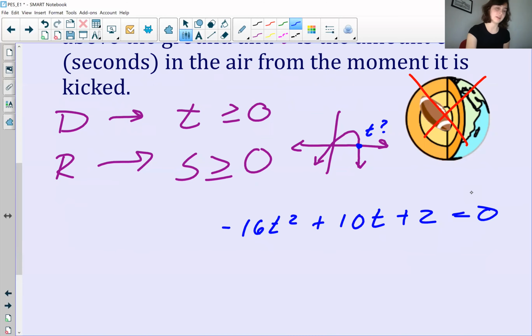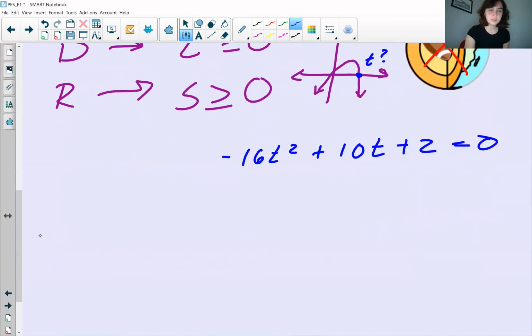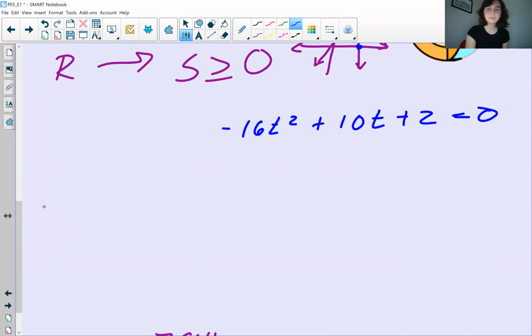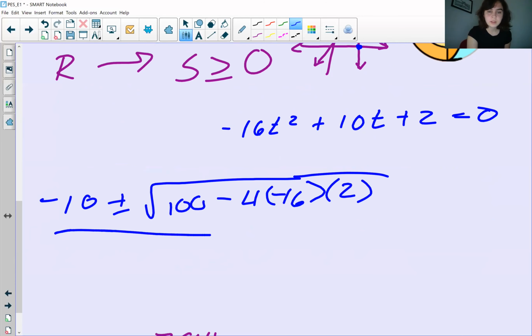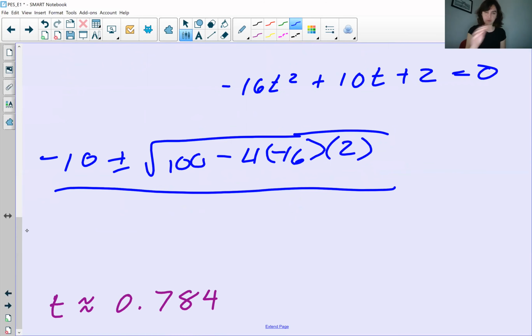We have to use the quadratic formula, and I'm going to go ahead and do that. So first we're going to do negative b plus or minus square root of b squared, 10 squared, 100, minus 4 times a is negative 16, times c is 2. Okay. If you need to review the quadratic formula, I wouldn't blame you. It's a long formula. That's how we do it, and then that's all over 2 times a, which 2 times negative 16 is going to be negative 32.